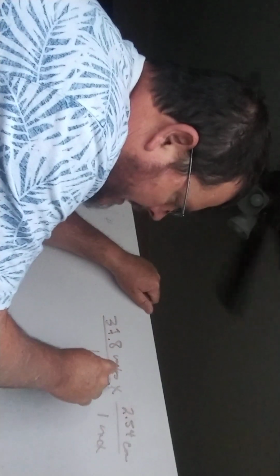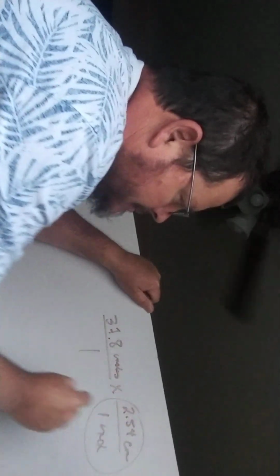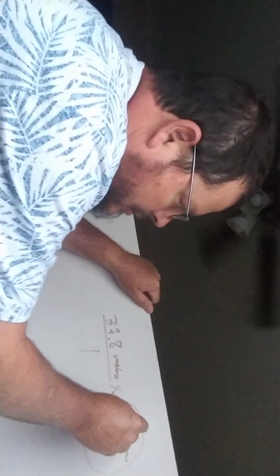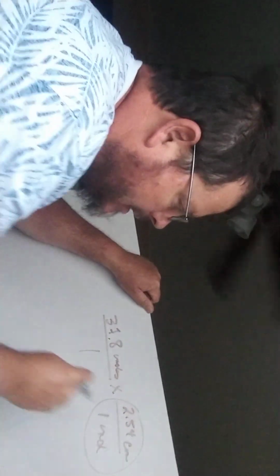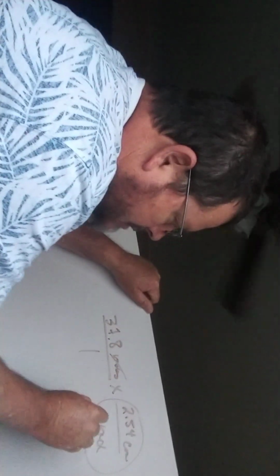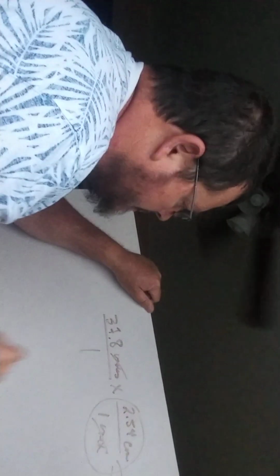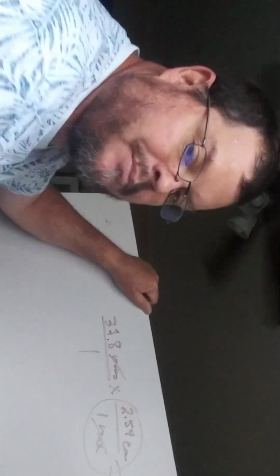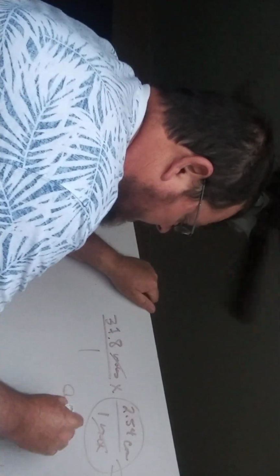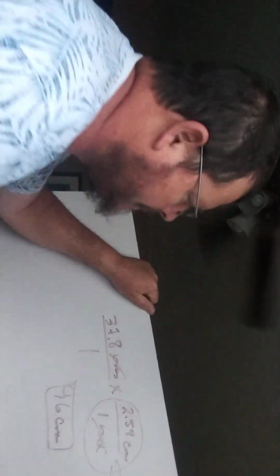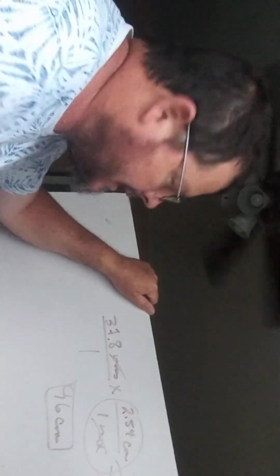37.8 inches times this relationship set up correctly, with 2.54 centimeters in the numerator and 1 inch in the denominator, will allow me to cancel out the inches, and I end up with centimeters. What's 37.8 times 2.54? The book says it is 96.012 centimeters. So we'll just round it to 96 centimeters. That's the answer.